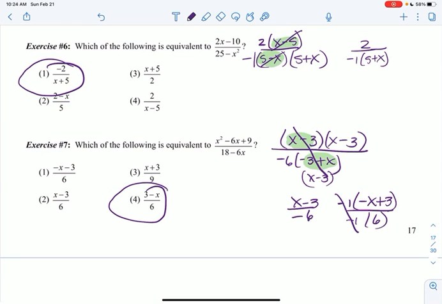So sometimes you might have to play around with those answer choices as well if they're not exactly the same with our signs.